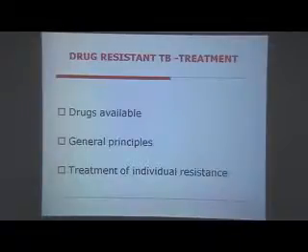So, the next part of the presentation is how you are going to treat this drug resistance. For that, you should be familiar with the drugs available for treating drug resistance, the general principles, and the treatment of the individual four types of drug resistance that I have mentioned.